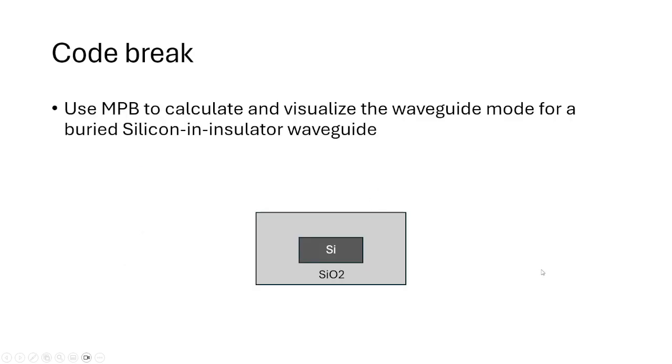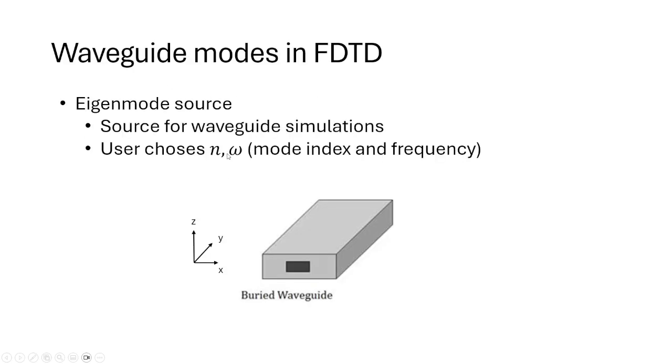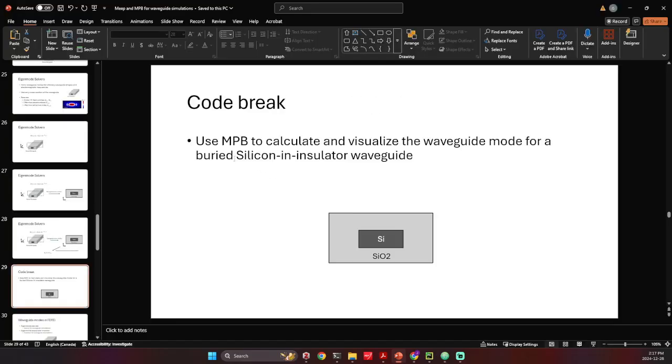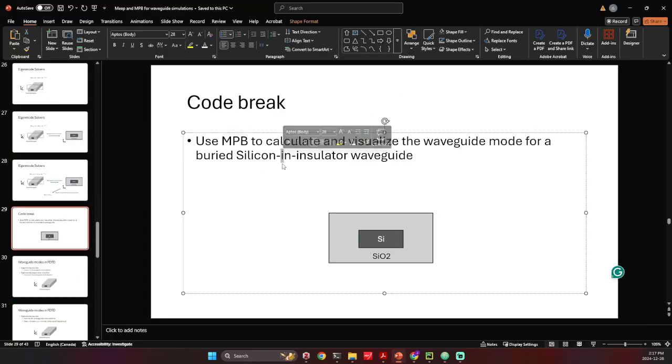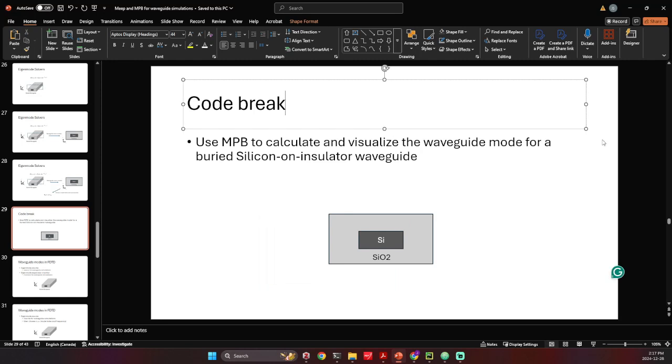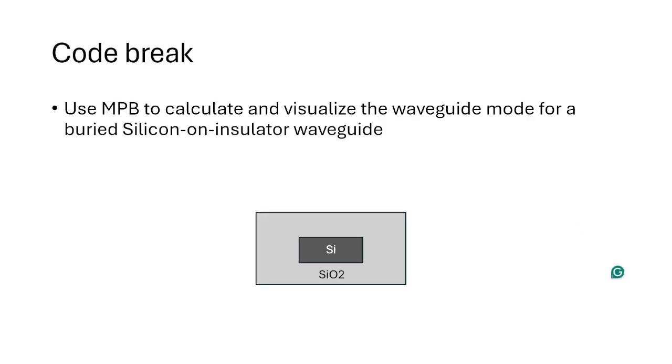All right, with that out of the way, we're now going to use the MIT Photonic Bands, the MPB package, to calculate and visualize the waveguide modes for a silicon on insulator waveguide. A silicon on insulator waveguide, or a buried silicon on insulator waveguide, is going to look something like this. We have a silicon core and a silicon dioxide or glass cladding. All right, so let's get to the code.